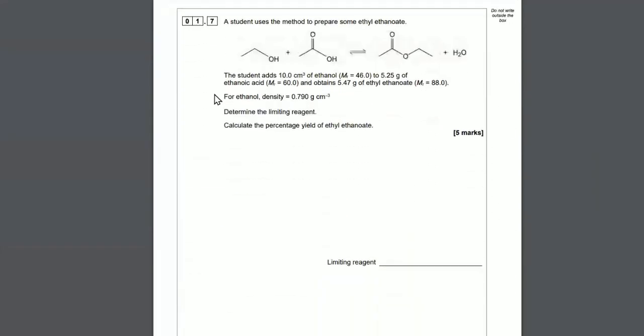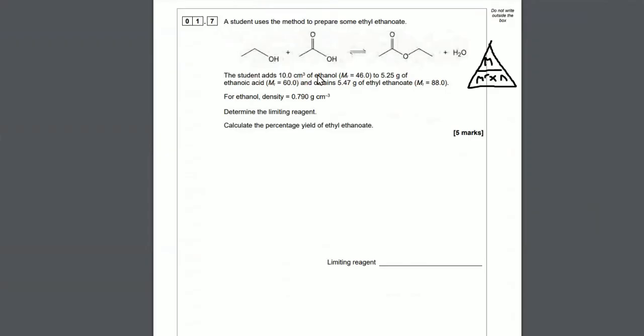I think this question's nearly done. What have we got left? Oh, we've got an amount of substance question. Right, 1.7. A student uses the method to prepare some ethyl ethanoate. So again, we've got ethanol, ethanoic acid, ethyl ethanoate, water. The student adds 10 centimeter cubed of ethanol, MR 46. As soon as I read through this question, I'm thinking, these guys just mentioned MR. It's the weirdest looking triangle I've ever made. It's like a witch's hat. Right. I'm immediately thinking mass over MR times moles.